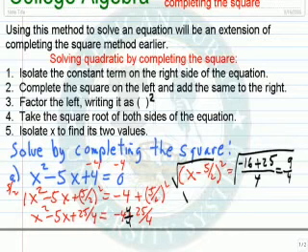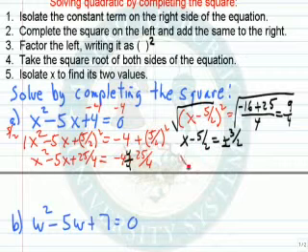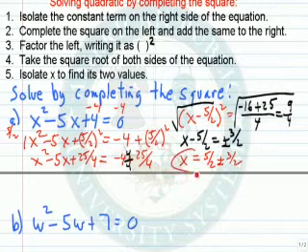Let's take the square root of both sides. So we have x minus 5 halves. The square root of 9 fourths is plus and minus 3 halves. So if we add 5 halves to both sides, we have x equals 5 halves plus or minus 3 halves. So this is actually two answers, and they're nice number answers, so let's figure them out.